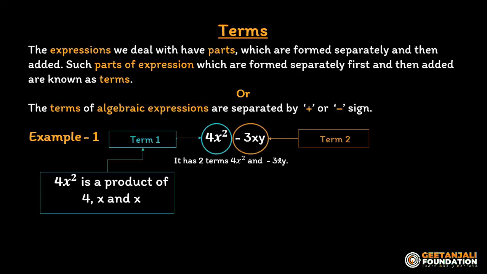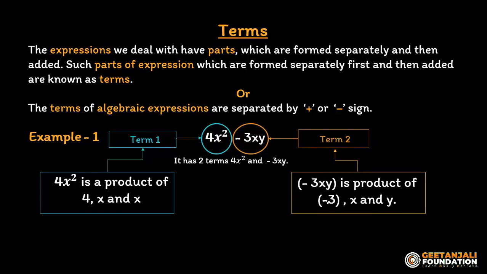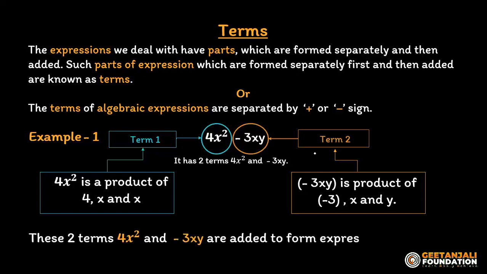Now the first term is 4x square. 4x square is actually the product of 4x and x. These are the factors of this term, so we have formed it separately. Similarly, the second term is the product of minus 3x and y. When we multiply this, we get the second term. So we have formed these terms separately and then added them to get this expression, 4x square minus 3xy.